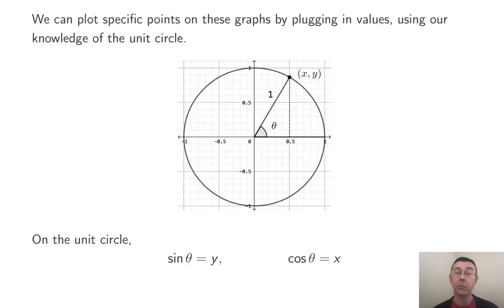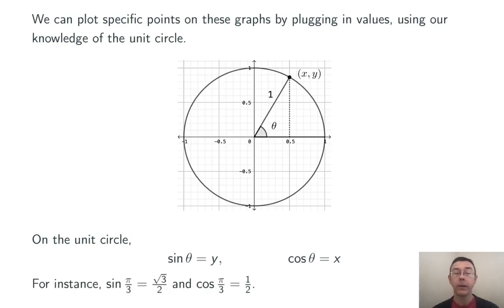If we need to plot specific points on these graphs, we can do so by remembering our unit circle trigonometry. Any angle theta can be drawn in standard position, and then that'll pick out a unique point x comma y on that unit circle, x squared plus y squared equals 1. Once you do that, the y value of that point is the sine of that angle, and the x coordinate of that point is the cosine of the angle.